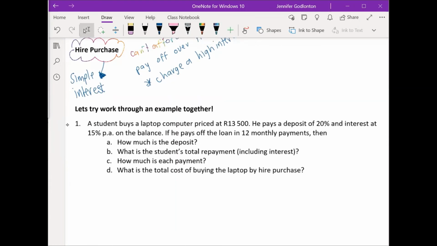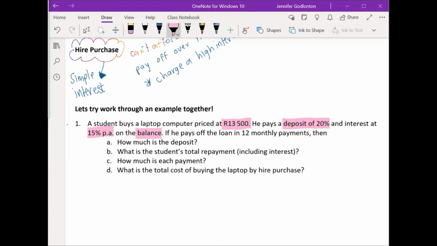A student buys a laptop computer that is priced at 13,500 Rand. So you can see that that would be a really hard amount of money to pay off in one go. So that's why hire purchase sometimes is necessary. He pays a deposit of 20% and interest at 15% per annum on the balance. Now, all these are words we will talk about, so don't panic.